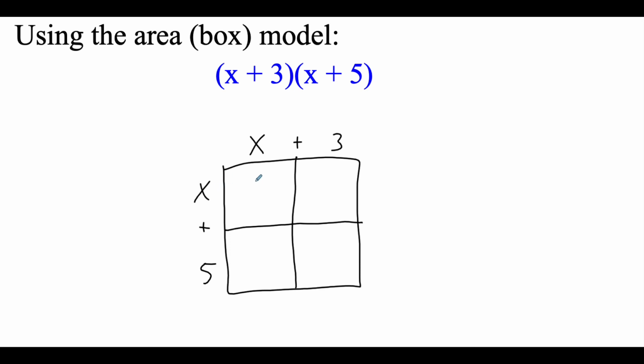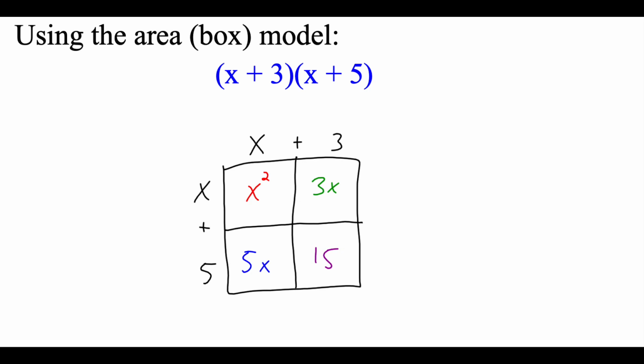So if I look at where this x and this x intersect, if I multiply those together, x times x is x squared. And then if I take this x and look at where it intersects the 3, well, 3 times x is going to give me 3x. So I did that x, so I'm going to move down to the 5. If I look at where the 5 and the x intersect, 5 times x is 5x. And then if I look at where the 5 and the 3 intersect, 5 times 3 is 15.